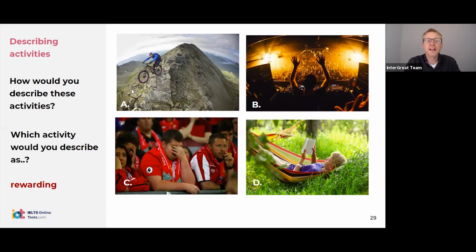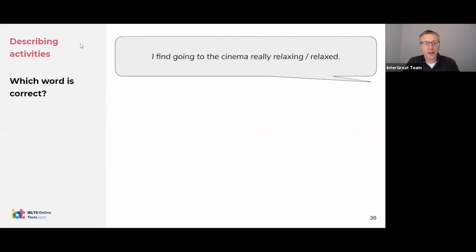Rewarding kind of means you feel you achieved something when you did it. So you feel rewarded, like studying is difficult, but it's rewarding because I feel like I've made an achievement. Okay, right. So this is a common mistake that students make, is choosing the wrong form of the word. Exactly, a sense of satisfaction.